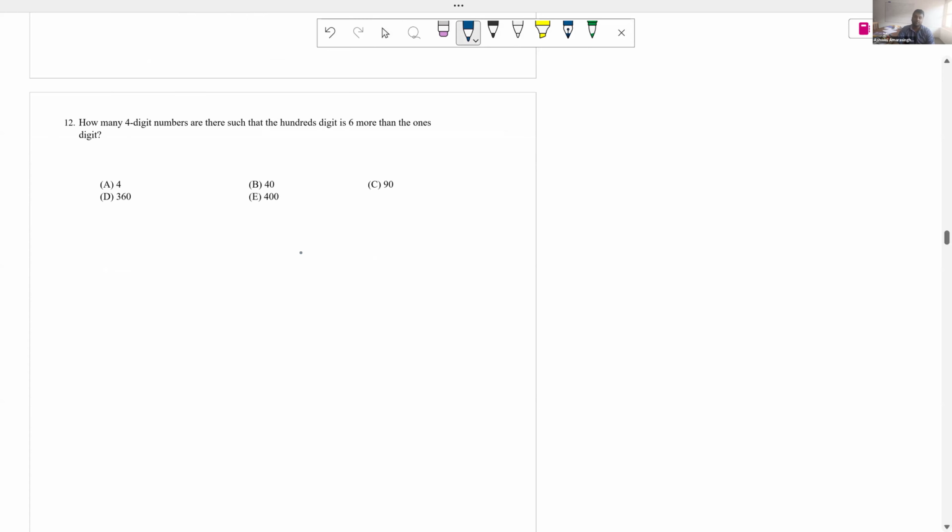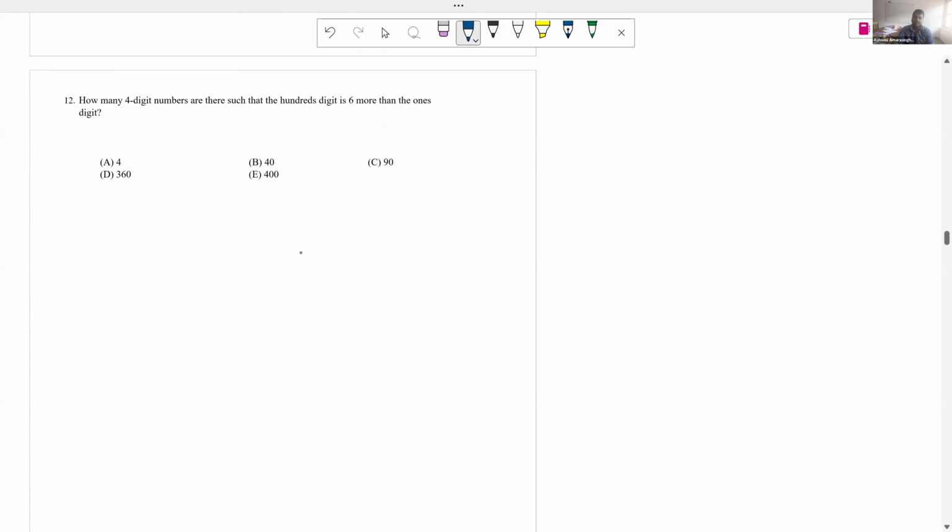12. How many 4-digit numbers are there such that the hundreds digit is 6 more than the ones digit? So let's look at one of those possible numbers. So let's say 2000, I don't know, 50 something. Hundreds digit is 6 more than the ones digit. So if this is 1, this should be 7. Okay. And there is no restriction to this.